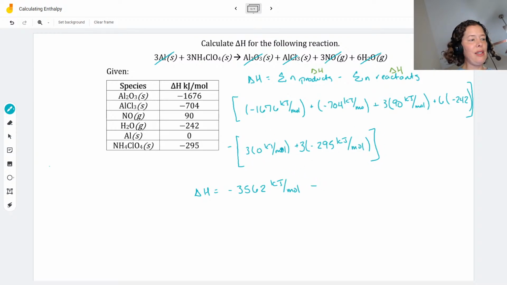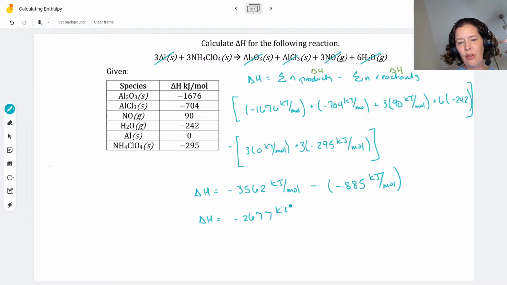Now this is really easy because that's 0, so I'm just multiplying by 3, minus a negative 885 kilojoules per mole. And this is again where the error tends to occur. So this is minus a negative, which of course makes it a positive. So my final delta H is 2677 kilojoules per mole for this.